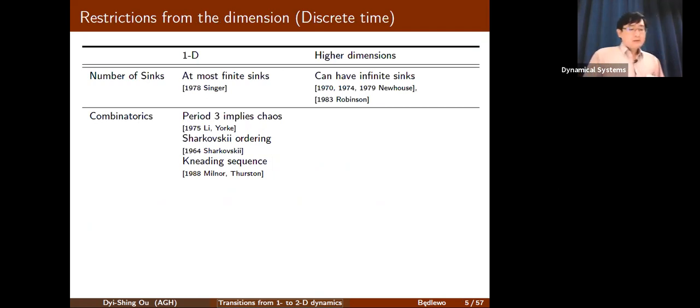In fact, by using the kneading theory developed by Milnor and Thurston, you can fully describe all possible itineraries of a system by using one kneading sequence, if the system has only one critical point. If the system has more critical points, then you have to use the kneading matrix. However, in higher dimension, these are not true. The first example is that period three no longer implies chaos.